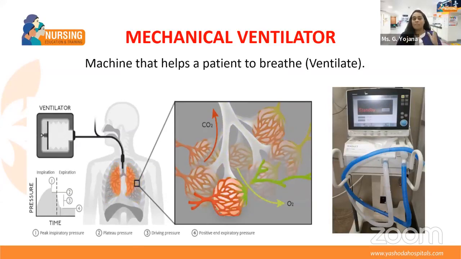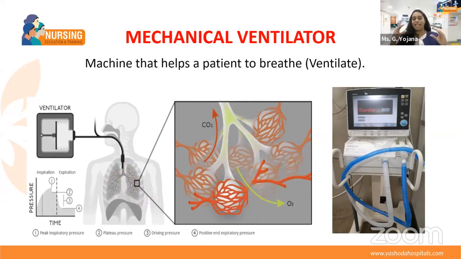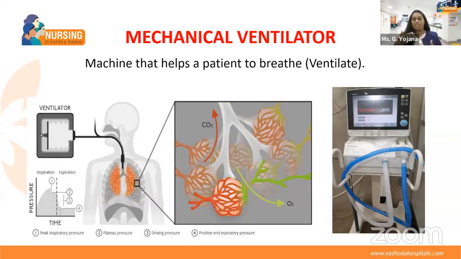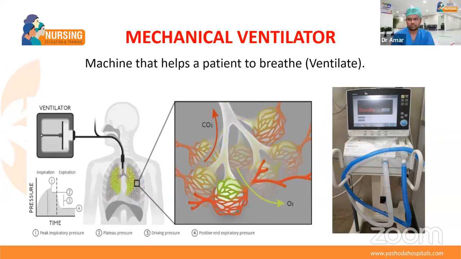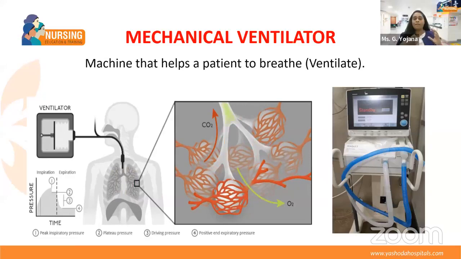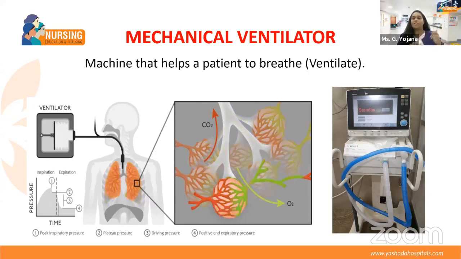A ventilator is a machine that helps the patient to breathe. During normal respiration, we have inhalation and exhalation. When a normal person, without any disorders, is taking in oxygen during inspiration, what happens? The diaphragm and the muscles of the thoracic cavity pull the air so that the alveoli get oxygen, and there is an exchange of gases, and carbon dioxide is released.